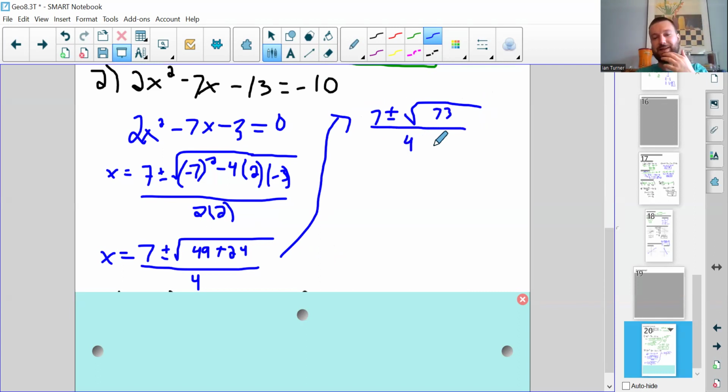I got a little answer key, I guess I could check. I think that seems right. Now, we can't do anything with the 73, right? But we still want to put this into 2 answers, okay? So we're going to do x equals 7 plus square root of 73 over 4. We can't simplify that any further.